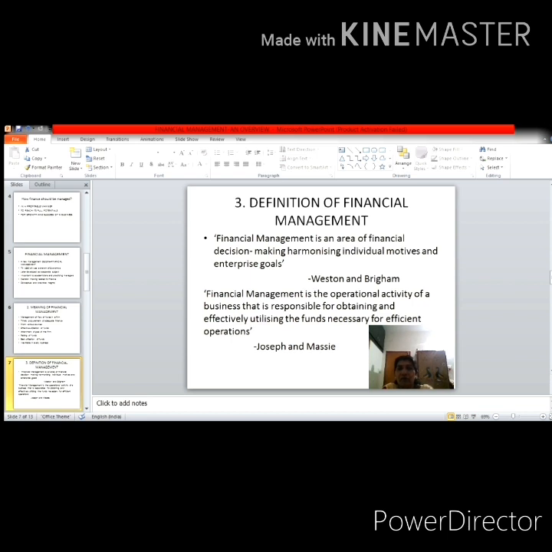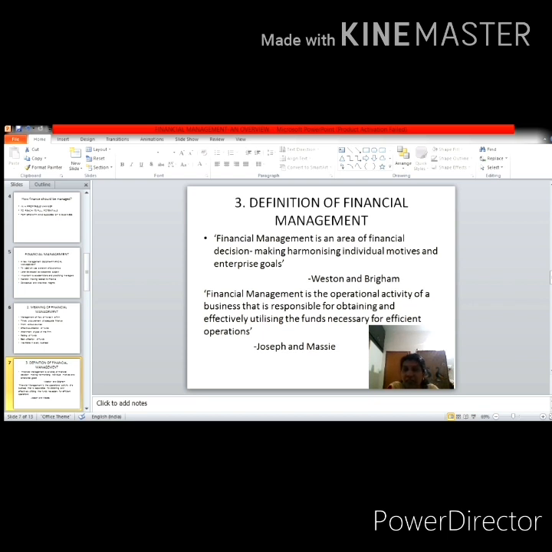Now, there are various experts who have given the definition. We will go one by one. I have made it very simplified, the definition I have taken for you. So, the first definition given by Weston and Brigham is as follows. Financial management is an area of financial decision making, harmonizing individual motives and enterprise goals.